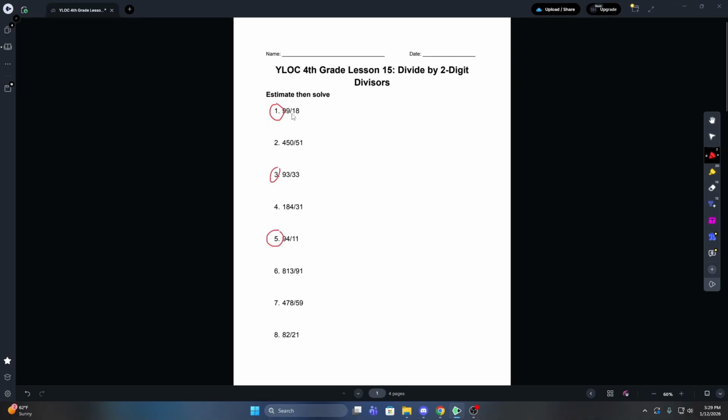So first we have 99 divided by 18. Let's do our estimation by rounding up. That's 100. 18 again rounds up to become 20. And I like to just cancel out these zeros, and we're left with an easier problem here, which is 10 divided by 2, and that gives you 5. And that would have been the same as dividing 100 divided by 20.